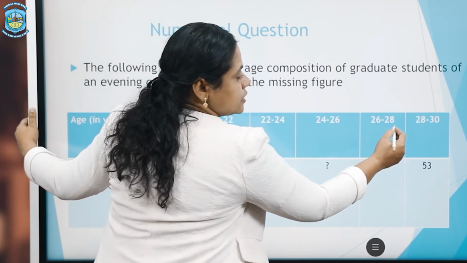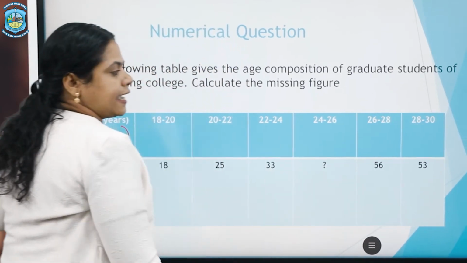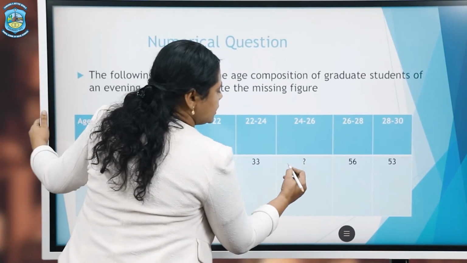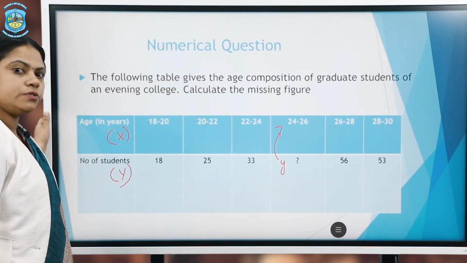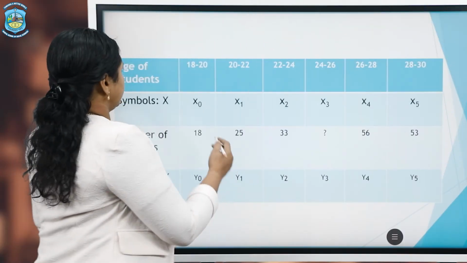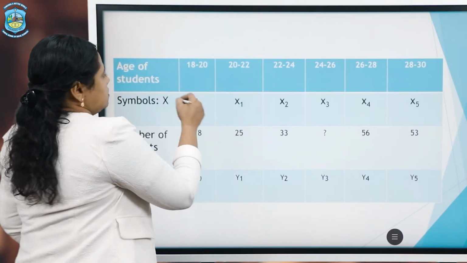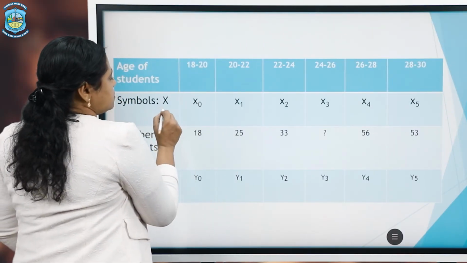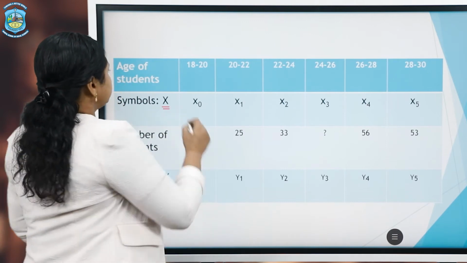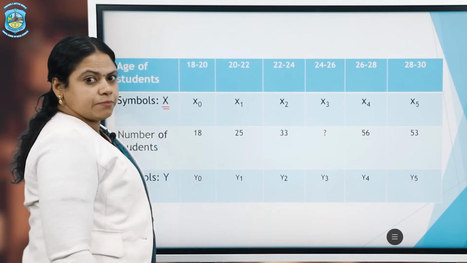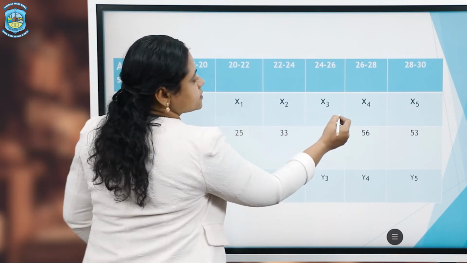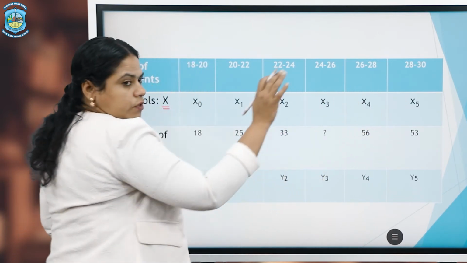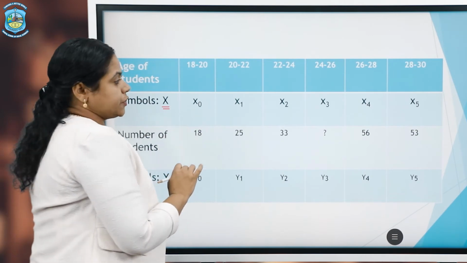And then 26 to 28 and 28 to 30. So we have to interpolate y when x is equal to 24 to 26. Here we have to give the notation for each one. The age of students, the symbol is x, and it is x0, x1, x2, x3, x4, x5 and so on. First we are starting with 0.